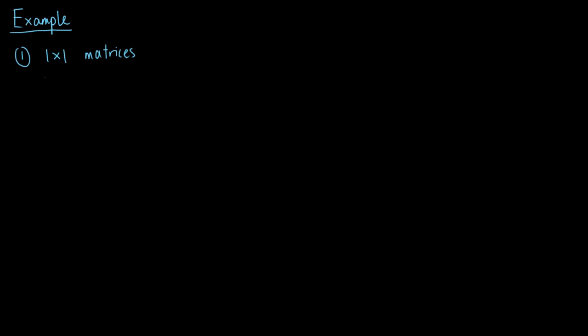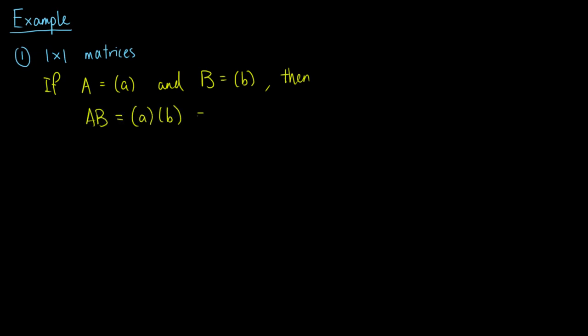Let's look at some examples. For 1 by 1 matrices, let's say we have a matrix A with entry little a, and matrix B with entry little b. Then A times B is the same as little a times little b. This is because we only have one component for each vector, so we just multiply A and B in the dot product. So this is the same as multiplication in the real numbers.